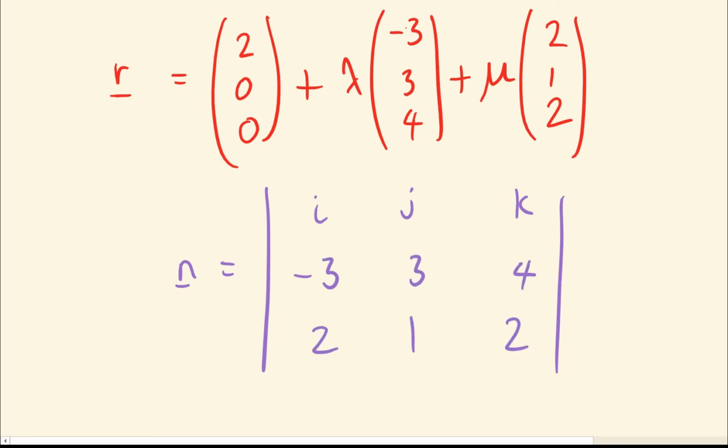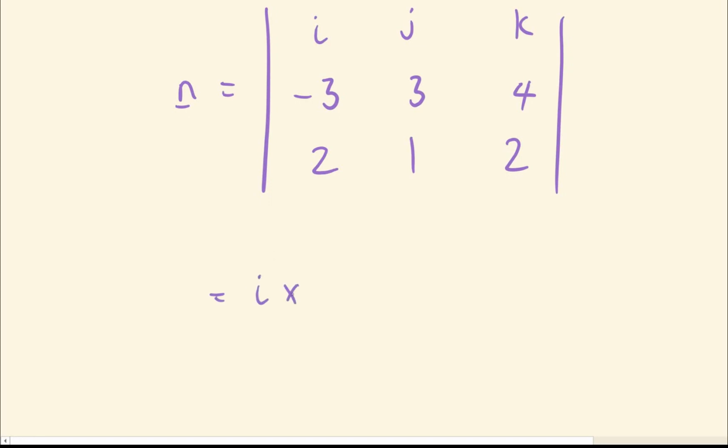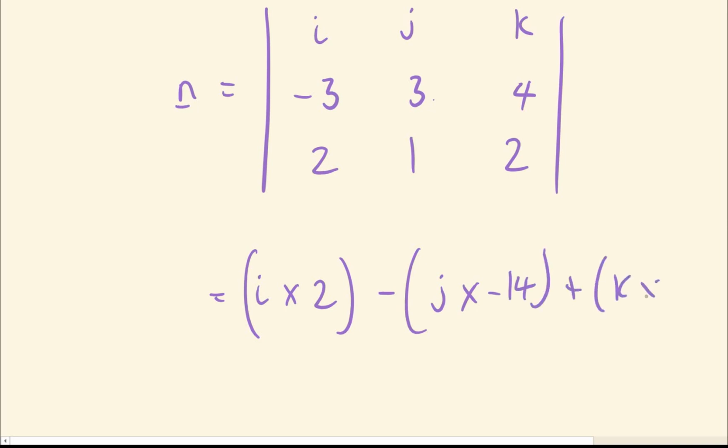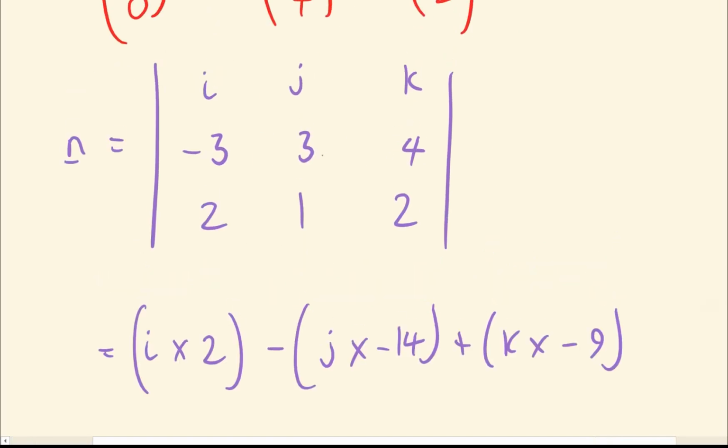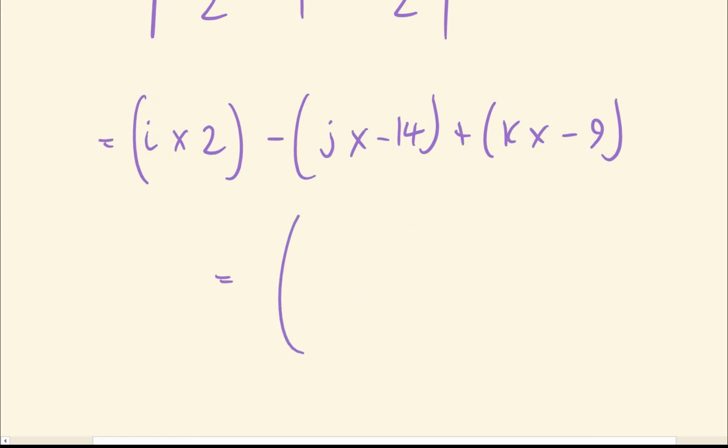Okay, let's try and go through as quick as I can without making a mistake. So this will be i times 6 minus 4, minus j times minus 6 minus 8. Minus 6 minus 8 is minus 14. Plus k times minus 3 minus 6, so minus 9. Let me just check that. We had 6 minus 4, we had minus 6 minus 8, and we had minus 3 minus 6, yeah. So that means my normal vector, I have 2i, plus 14j, and minus 9 for my k's.